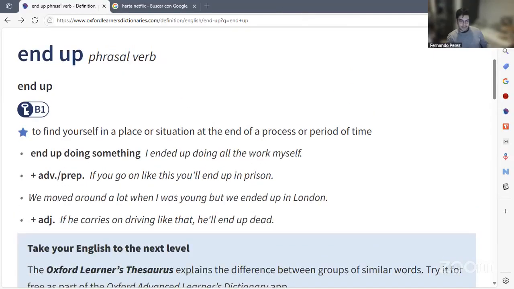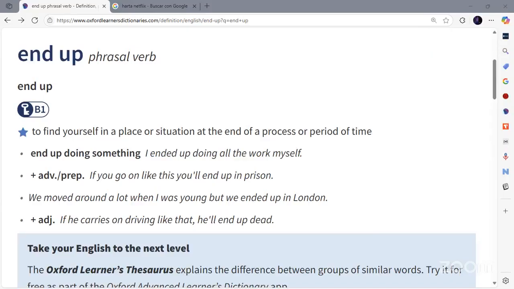Does anybody have another example with end up? In my group of friends, I always end up making the plans. Or planning. You can say end up planning or end up making the plans. Okay, end up planning. The organization. Very good, my friend.